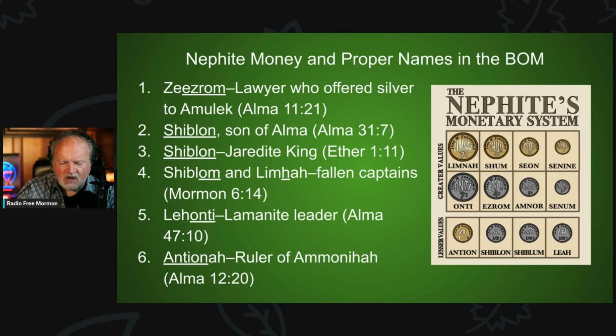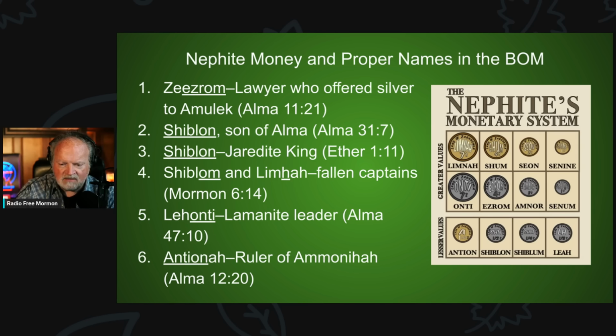And I want you to go to number 6. Don't go to number 2 here. Go to number 6 because that's connected. Very interestingly, when Zeezrom finally gets almost converted, he's starting to see the wisdom of what Amulek is saying, and he's not being so hard-hearted. Then another person steps in to start asking questions of a more theological nature. In the following chapter, it's part of the same story. It's Alma chapter 12. His name is Antionah. He's the ruler of Ammonihah.